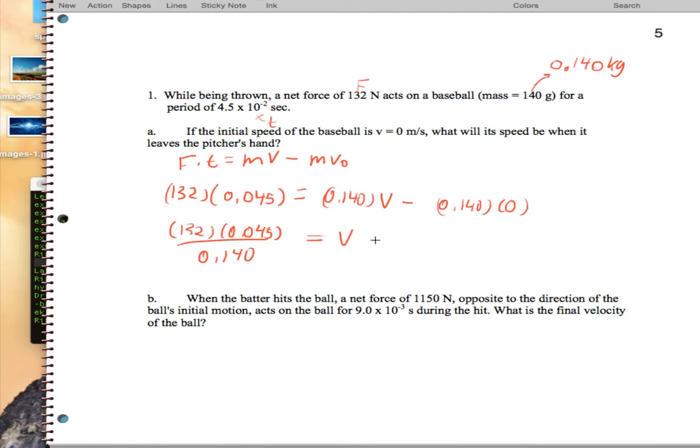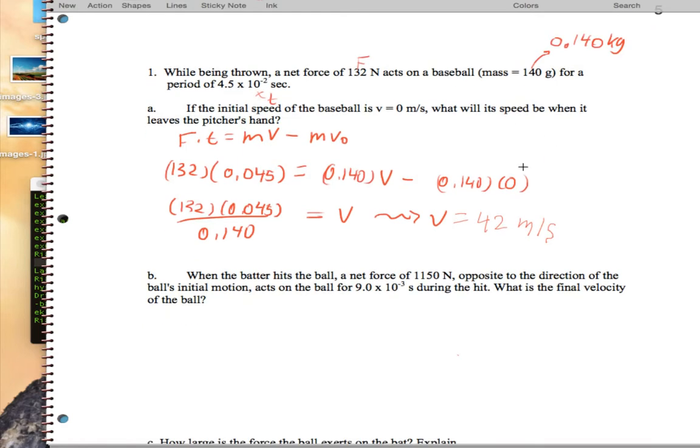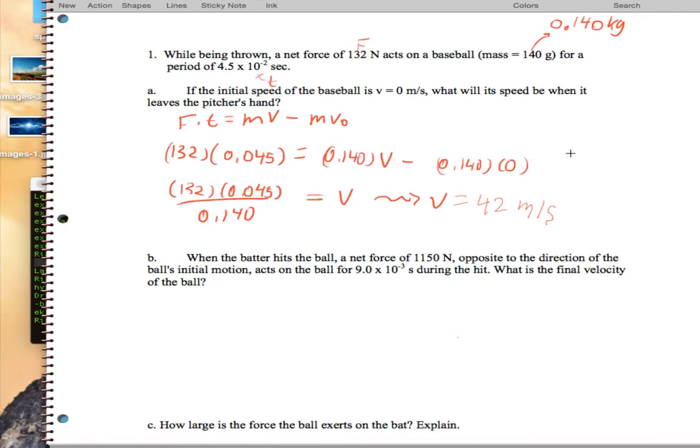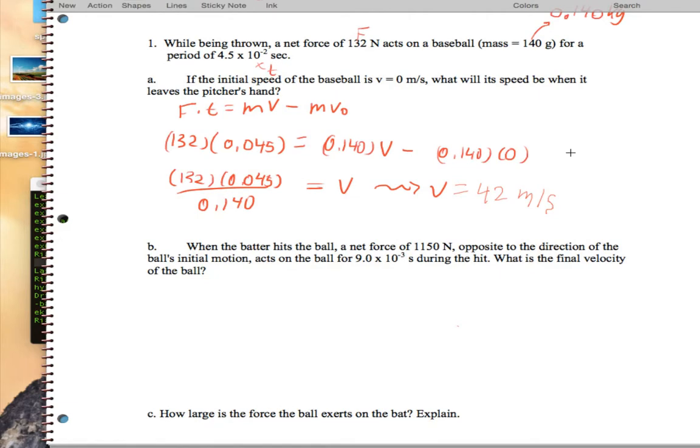So when we actually solve for that speed, what we're going to end up getting is 42 meters per second, which I think corresponds to around 100 miles an hour. I'll need to double check that.